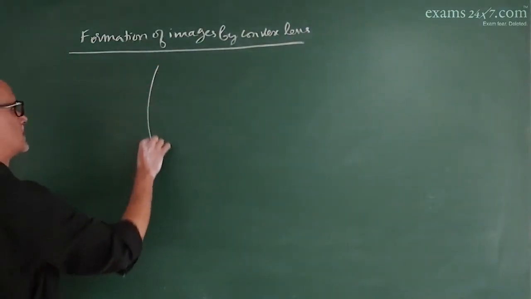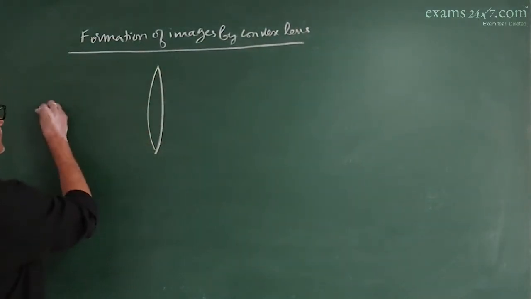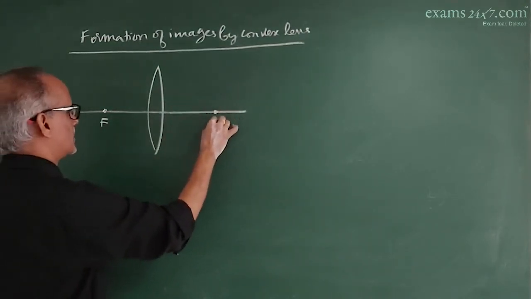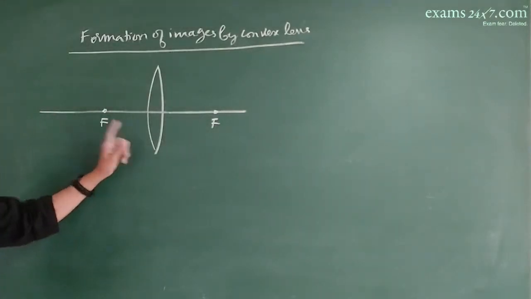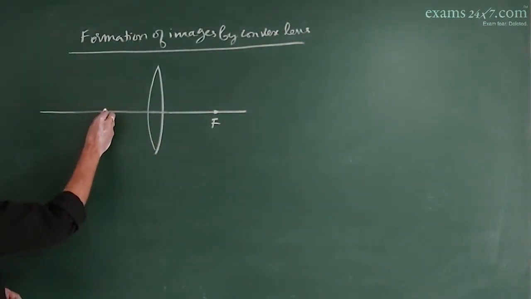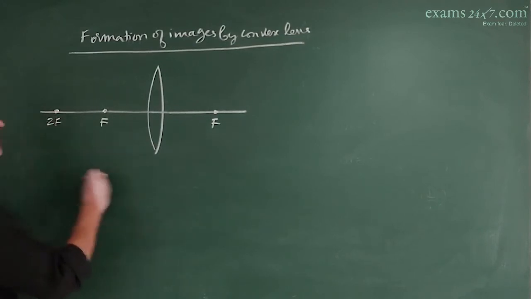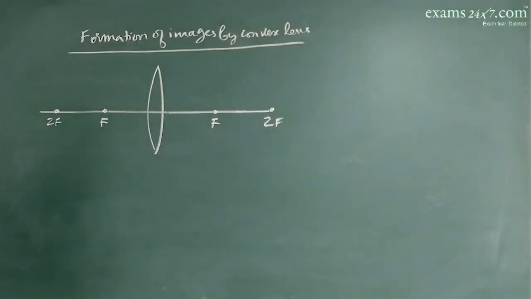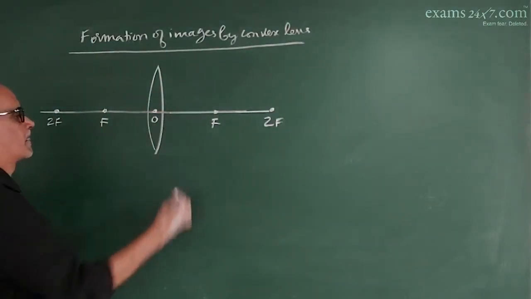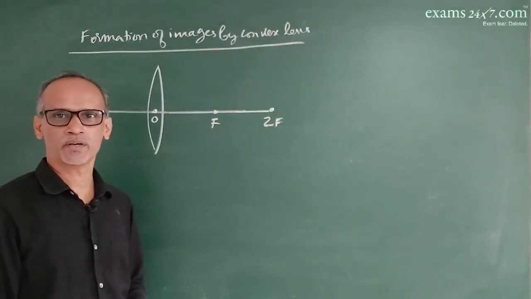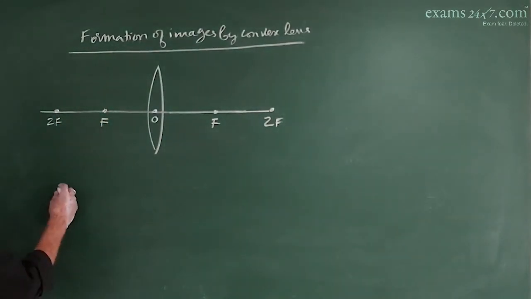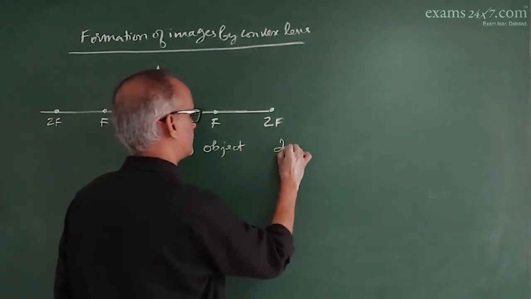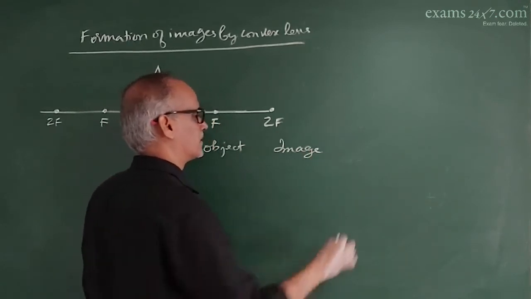In the case of convex lens, the point where the rays get focused is called the principal focus, and there are two such foci. Then, almost equidistant, we have double the focal length, which is denoted by 2f, and the point inside the lens is called the optic center. Now, the position of the object, then the position of the image, and then the nature of the image.